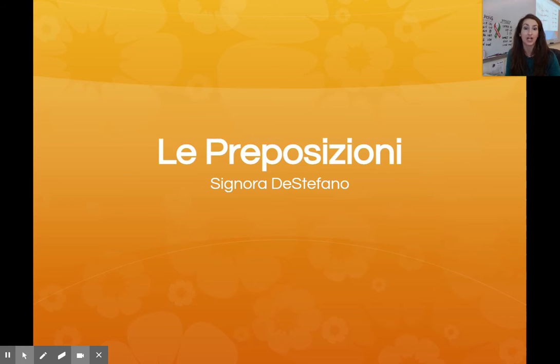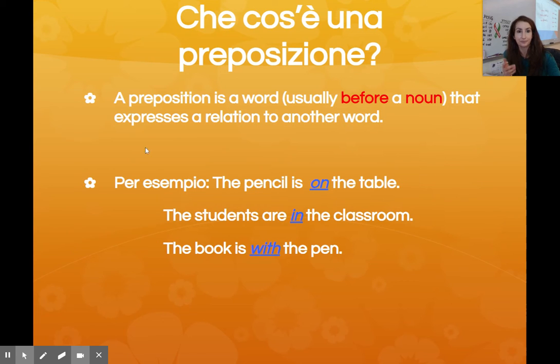Adesso parliamo, now we're going to talk about other preposizioni, prepositions. So again, prepositions, positions, similar: on, above, near, below, far, behind. But these are also words that express relation to other words. So, che cos'è una preposizione? In inglese, a preposition is a word, usually before a noun, that expresses relation to another word, showing some sort of position, right? The pencil is on the table.